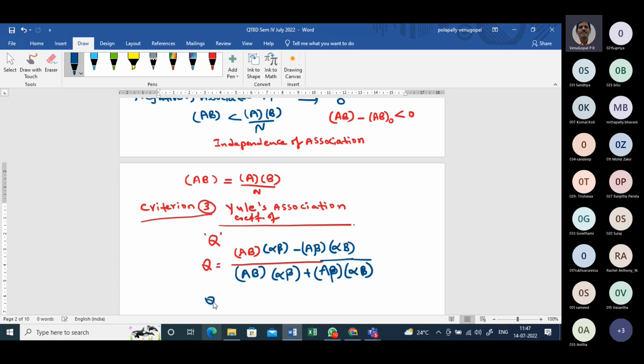So your Q always lies between -1 and +1. If Q is equal to -1 or +1, we say there is a perfect association between attributes A and B. Any doubts, children?